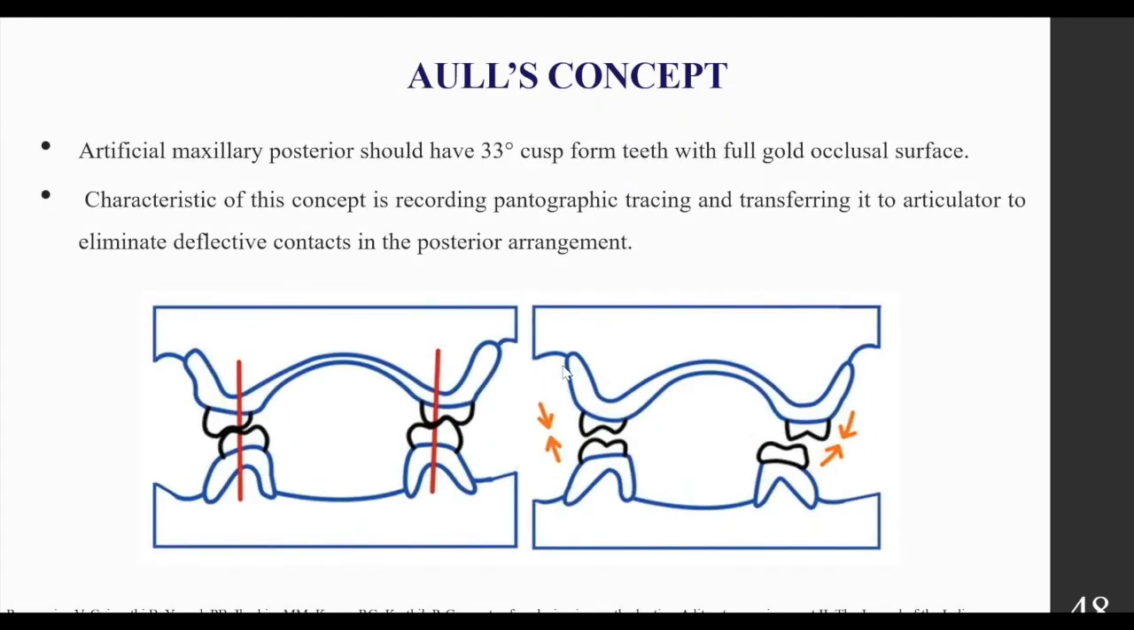Coming to Ash's concept, here maxillary posterior teeth should have a 33 cuspal form with a full cord occlusal surface. In the centric relation, the contact forces are directed towards the ridge, and in the right lateral position, the canine guided occlusion disoccludes the posterior teeth.